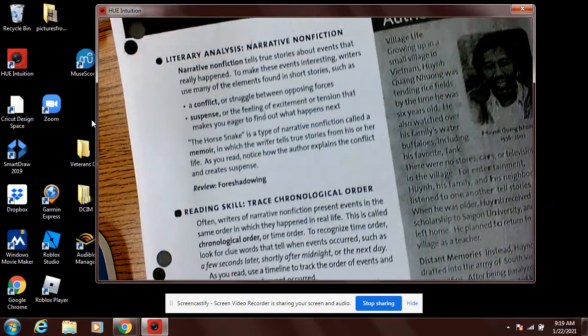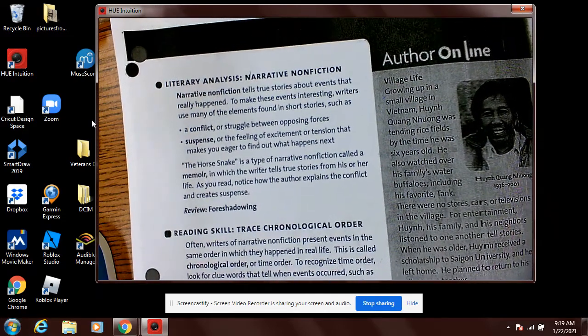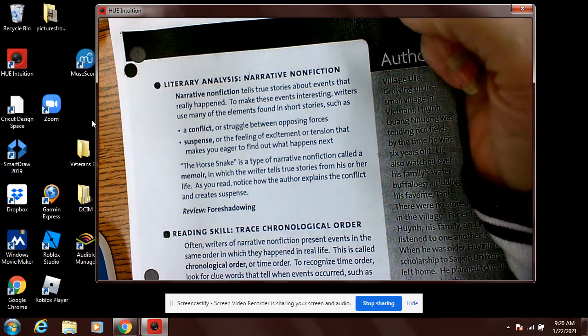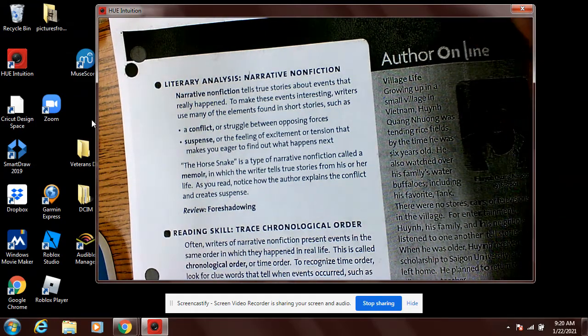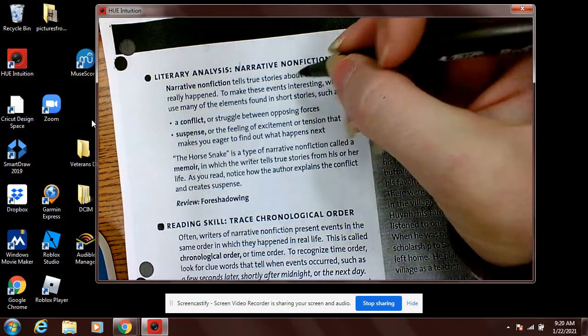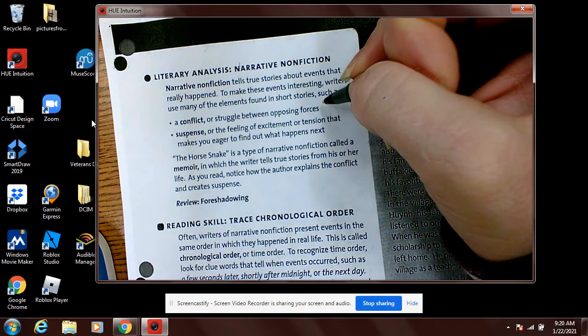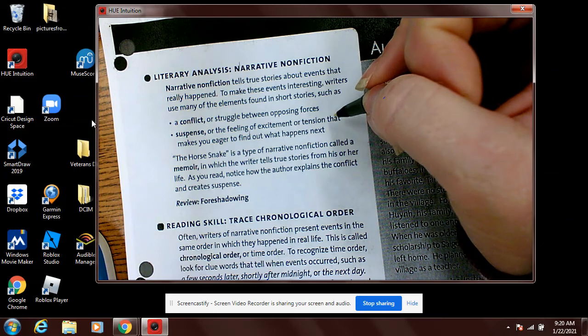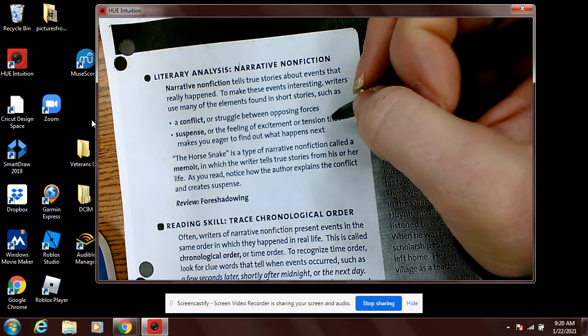All right, so at the top, literary analysis, narrative nonfiction. Narrative nonfiction tells true stories about events that really happen. Remember, nonfiction is true. To make these events interesting, writers use many of the elements found in short stories, such as a conflict or struggle between opposing forces, suspense or the feeling of excitement or tension that makes you eager to find out what happens next.